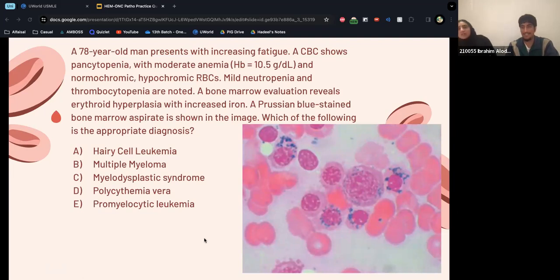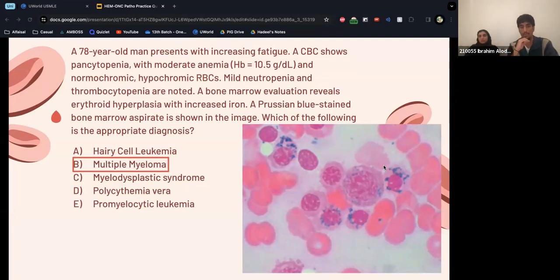Interesting. Actually, it's multiple myeloma. The reason I'm biased to this question is because I spent my summer doing research on multiple myeloma. This is what multiple myeloma looks like. You have the ringed sideroblasts, which are here. Ringed sideroblasts in the bone marrow are sort of iron stippling around the nucleus of the cells. This is going to point you towards multiple myeloma.